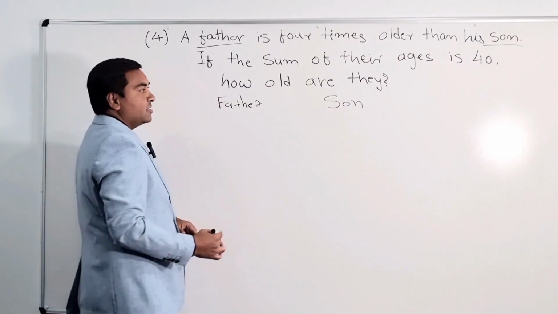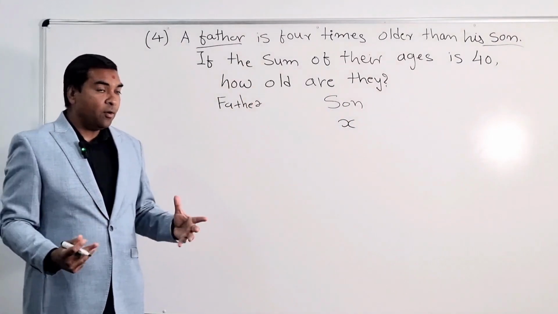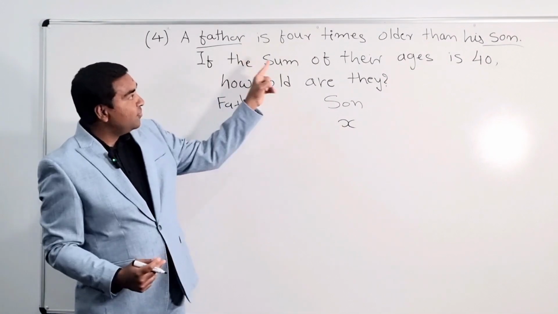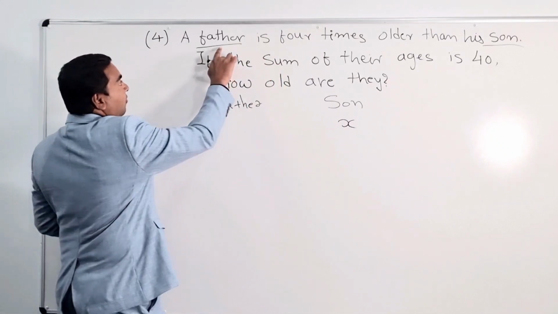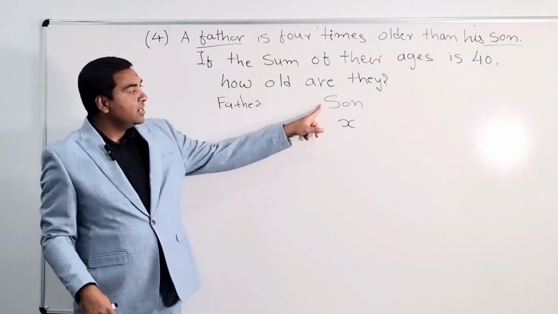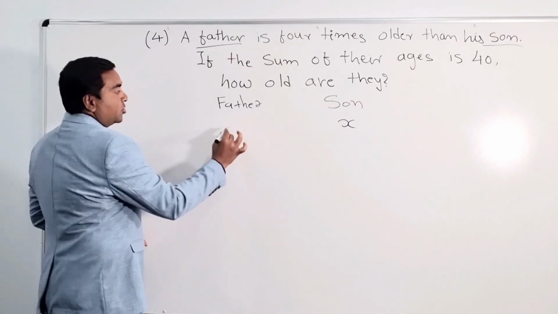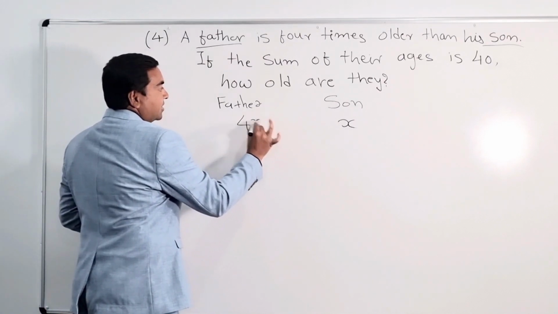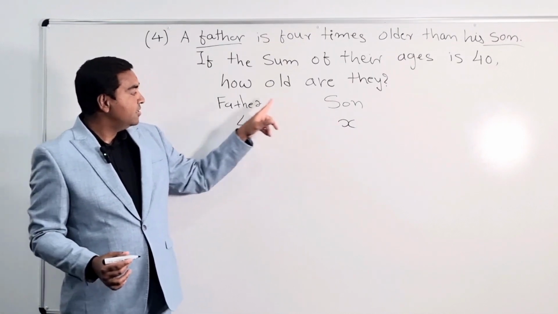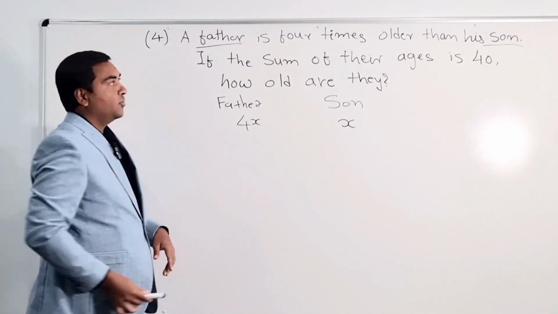So let us guess son is x years old. Because we don't know, we're going to guess it. So son is x years old. So from the very first sentence, what we know is father is 4 times older than his son. So if son is x years old, then father is 4 times older. So father should be 4x years old. Son is 10 years, then 4 times 10, 40. 20 years, then 4 times 20 is 80, like this, yeah? So son is x years old, father is 4x years old.